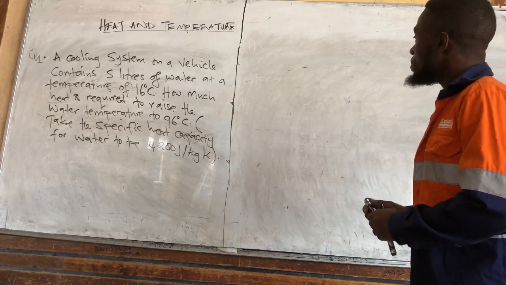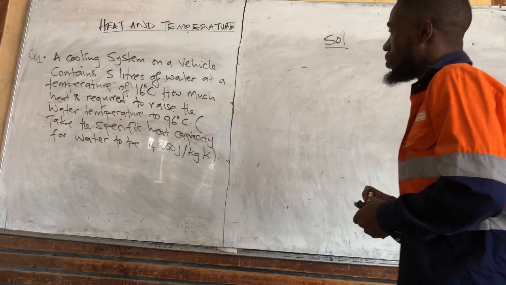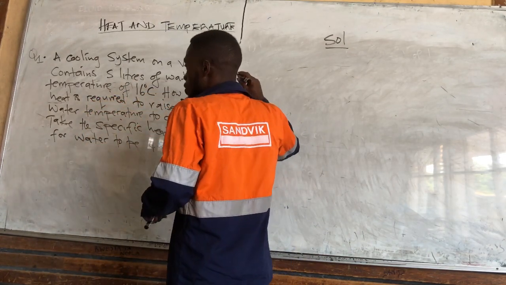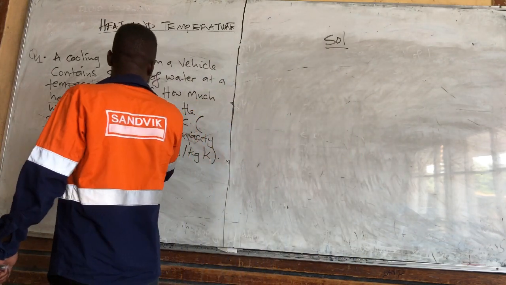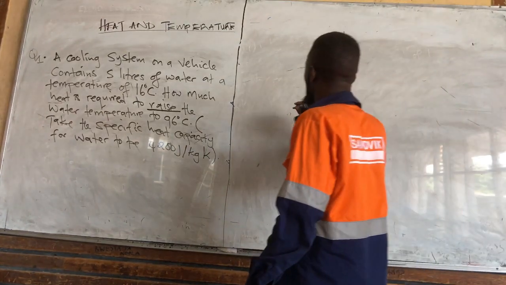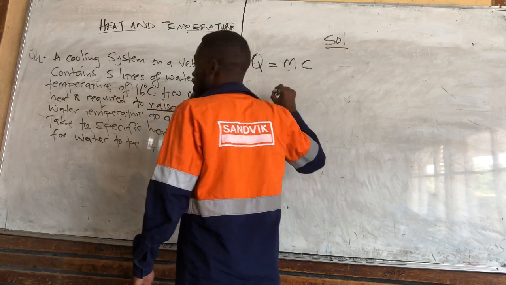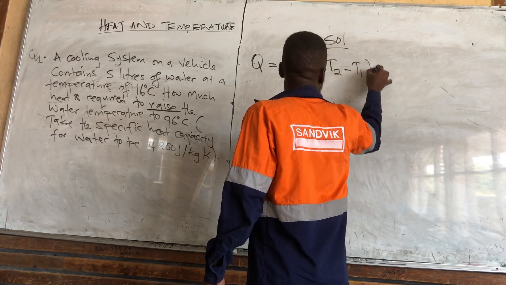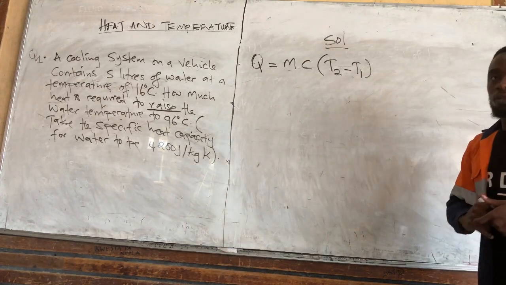Okay. So solution. The first thing we need to understand is what type of formula we use here. Because there's a rise in temperature, the moment you see the word rise, it means you're using sensible heat. So we need the formula for sensible heat, which is Q equals mass multiplied by specific heat capacity times the change in temperature, T2 minus T1. But if you observe in this question, we are not given the mass.